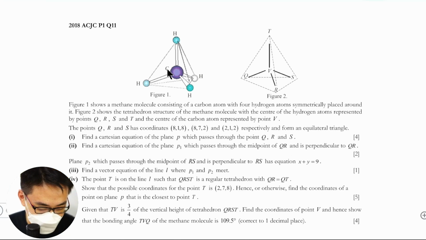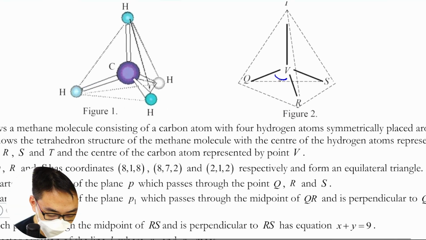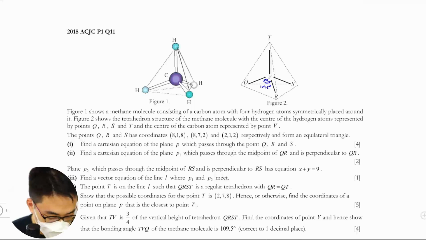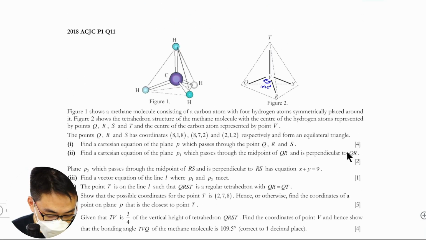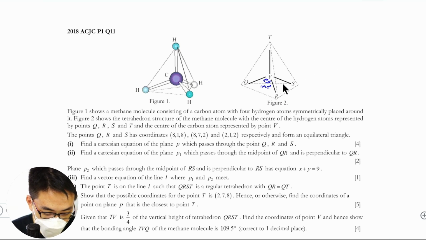Okay, this question is interesting because at the end here, we are supposed to prove that the angle between these two bonds here is 109.5, theoretically. So we can do that. Okay, so the first thing is, of course, as usual, we need to understand how to go about this question.